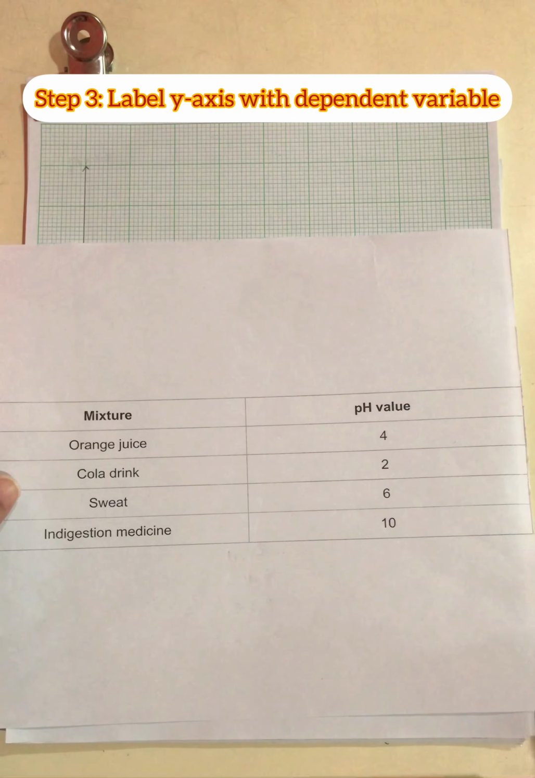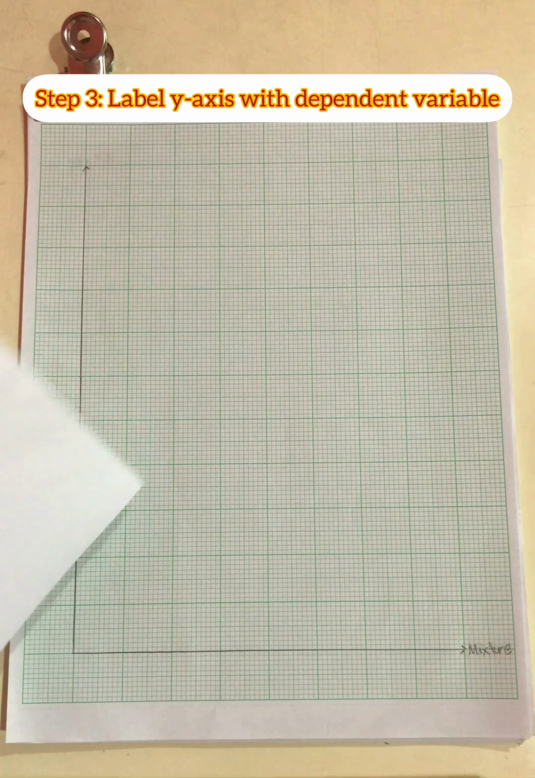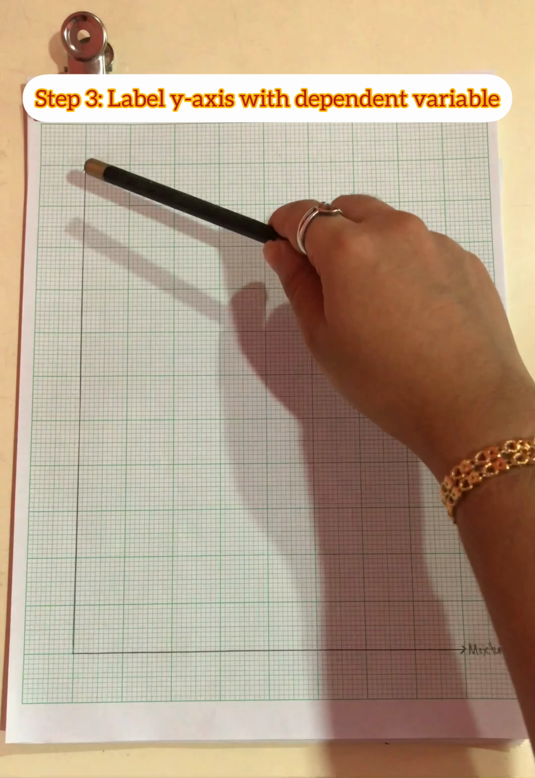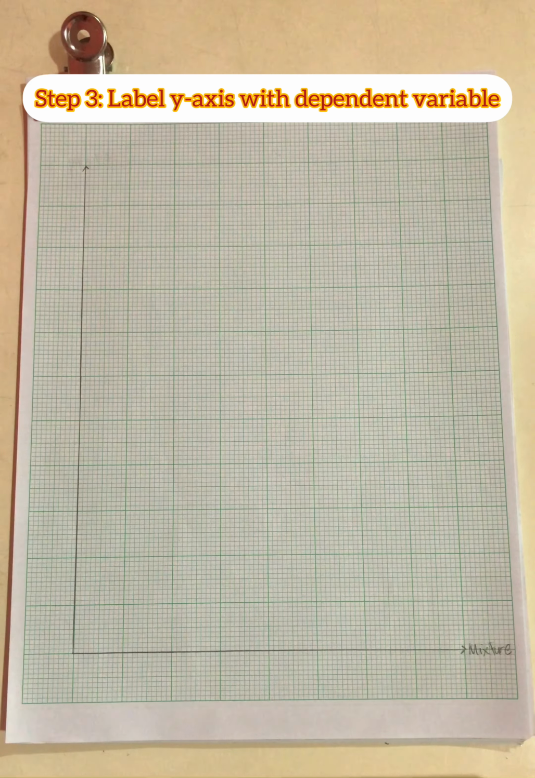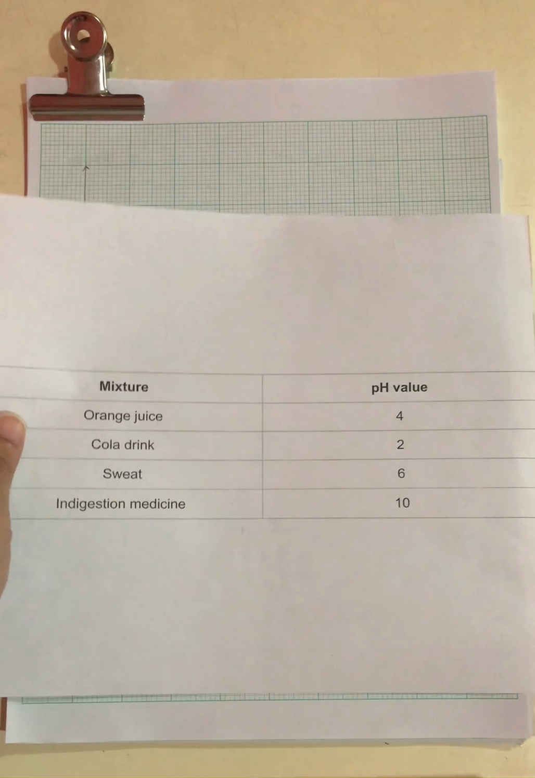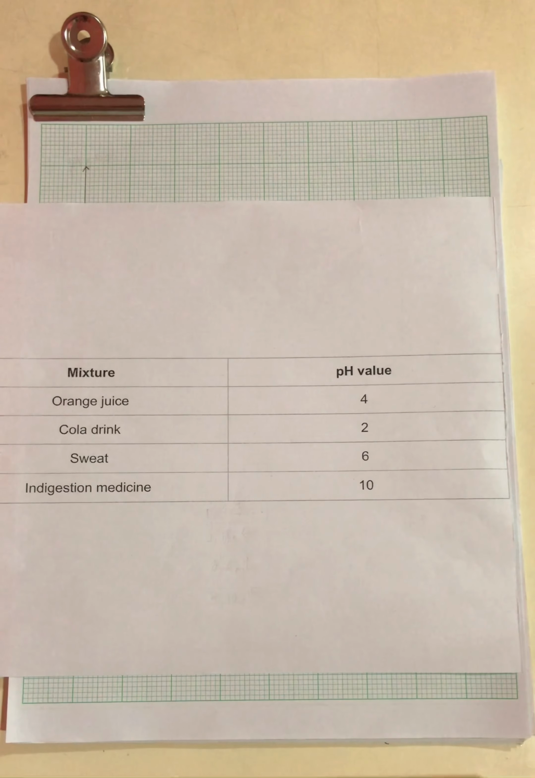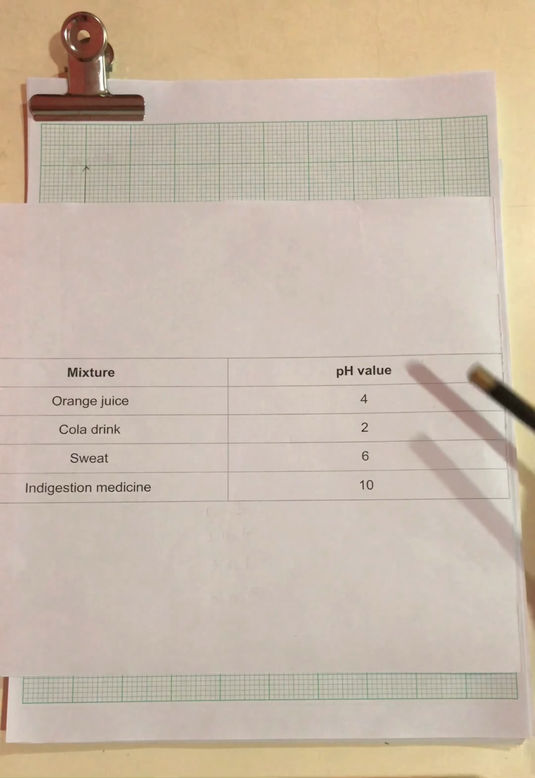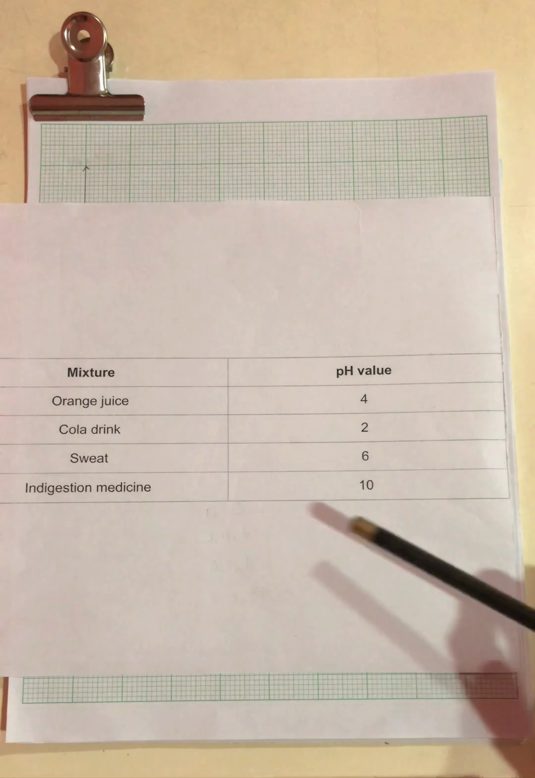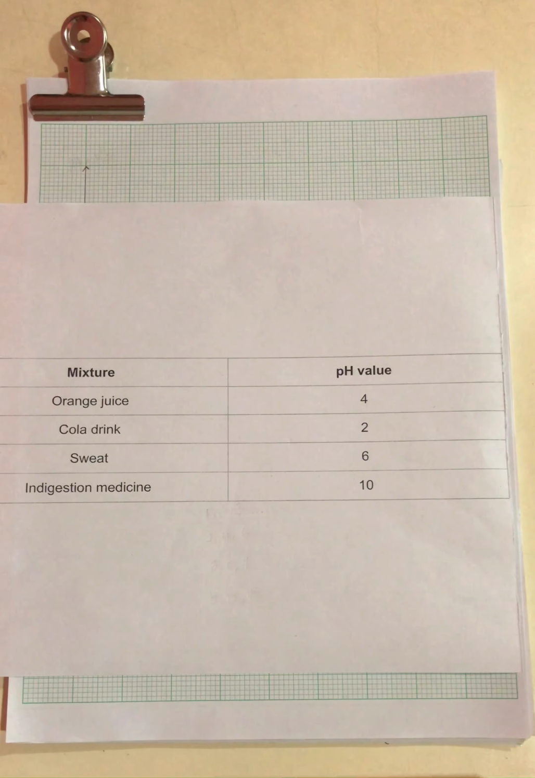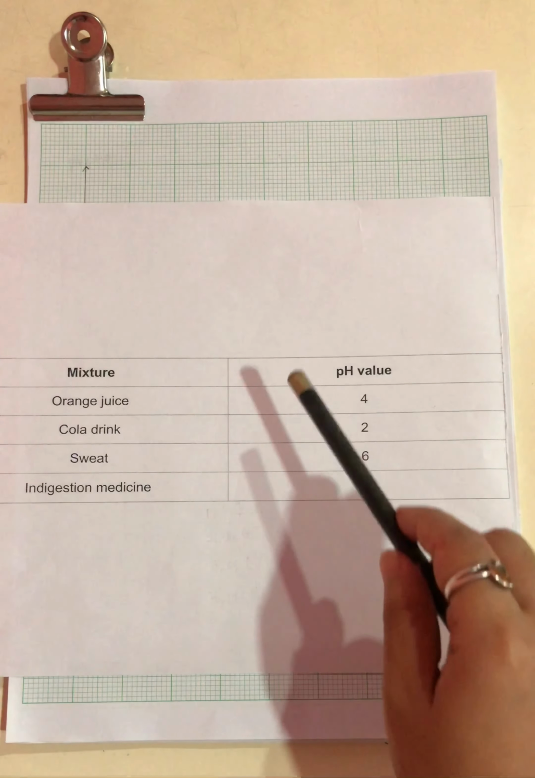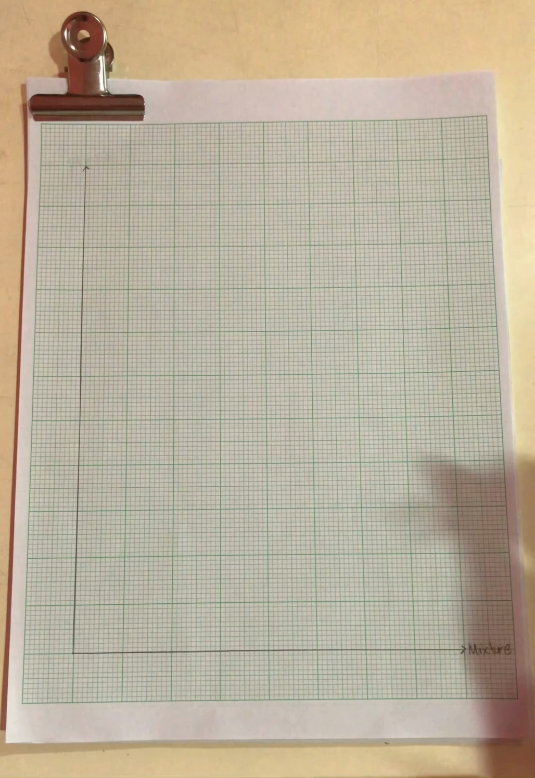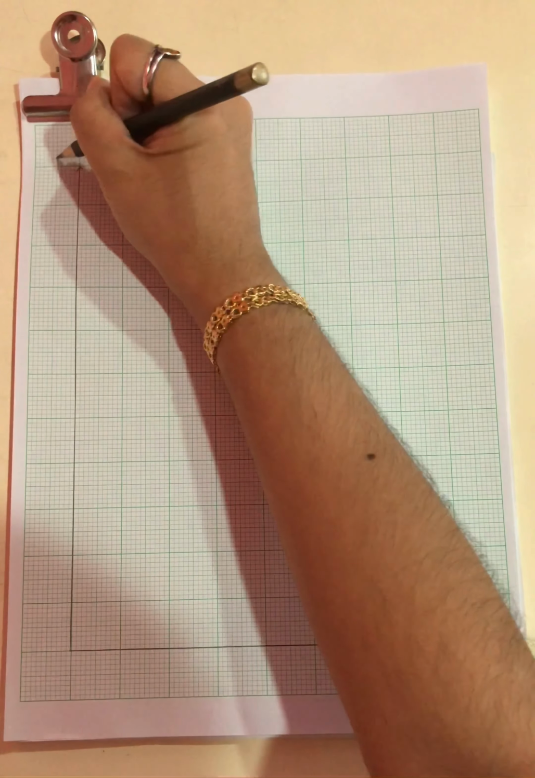Step 3, we need to label the y-axis with the dependent variable. So now let's look back at the table again. Remember, the right column represents the dependent variable. So what is the dependent variable? pH value. Now let's label the y-axis as pH value.